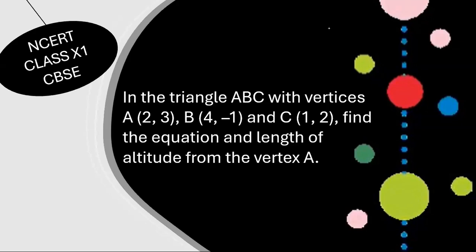Triangle ABC with vertices A, B, and C. Their coordinates are given. Find the equation and the length of the altitude from the vertex A. So there is a line from vertex A. So let's understand the question by making the triangle.